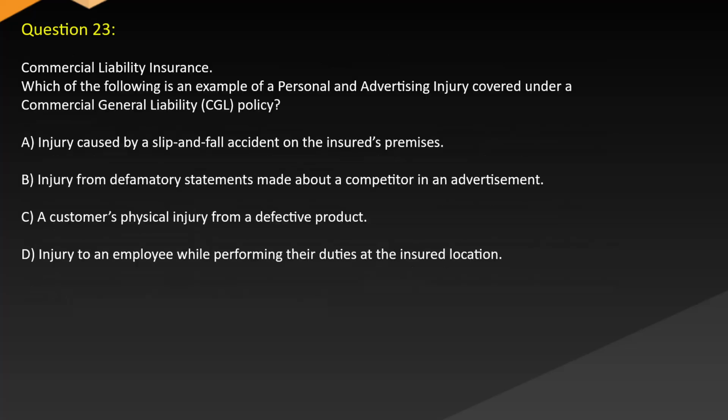Question 23. Commercial liability insurance. Which of the following is an example of a personal and advertising injury covered under a commercial general liability, CGL, policy? A. Injury caused by a slip-and-fall accident on the insured's premises. B. Injury from defamatory statements made about a competitor in an advertisement. C. A customer's physical injury from a defective product. D. Injury to an employee while performing their duties at the insured location.